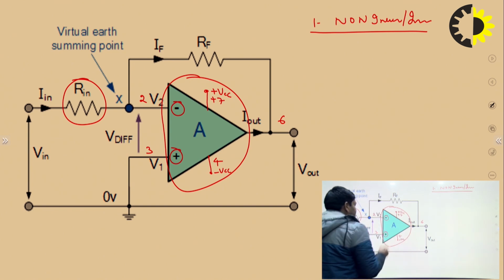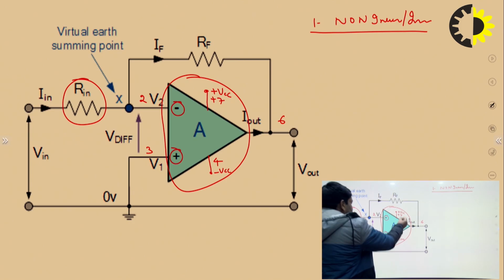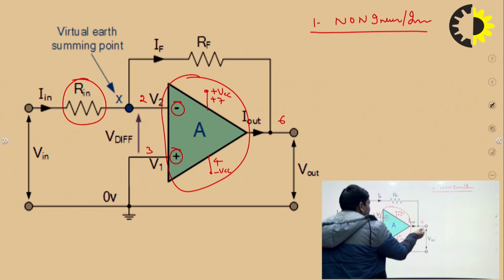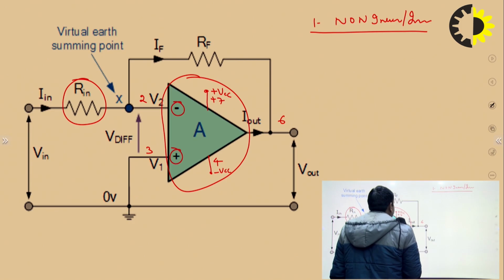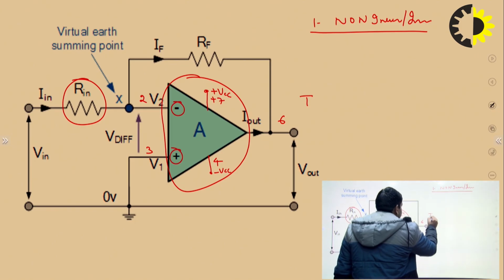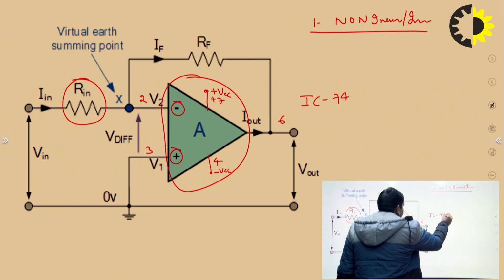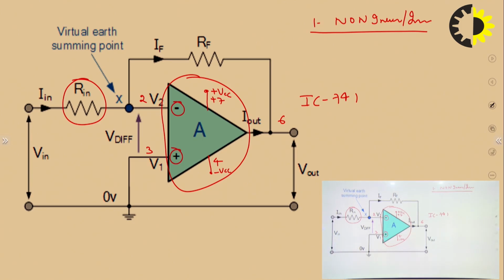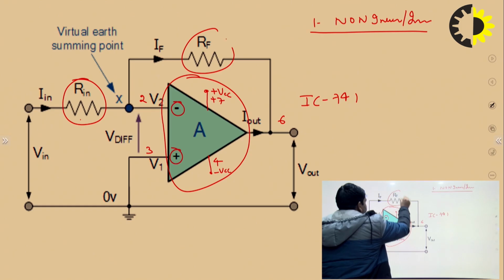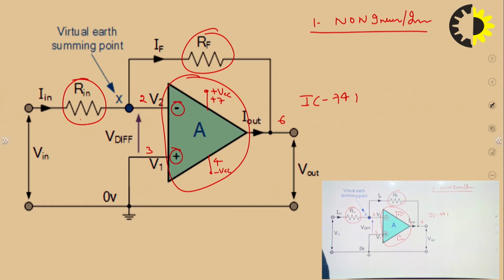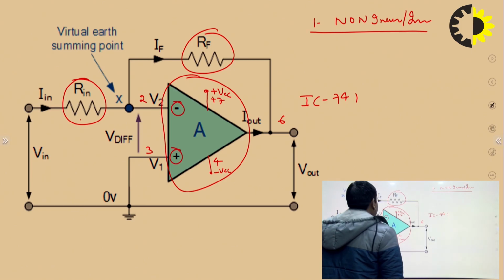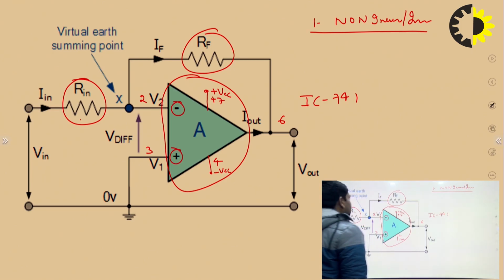So this is a difference amplifier, and pin 6 is the difference output. We have to utilize IC 741 for that particular op-amp. This is the input resistance, and this is the feedback resistance of the operational amplifier. So what is the inverting gain of that particular amplifier? We have to calculate it.